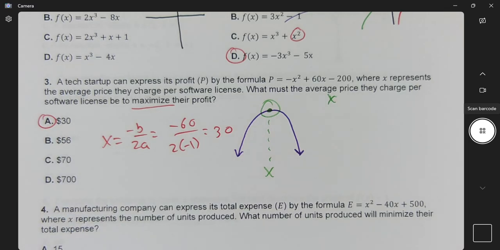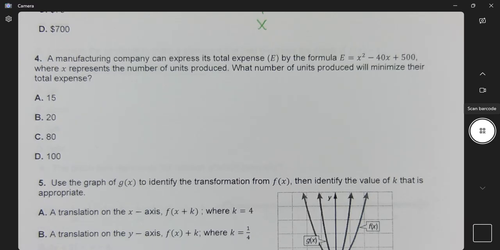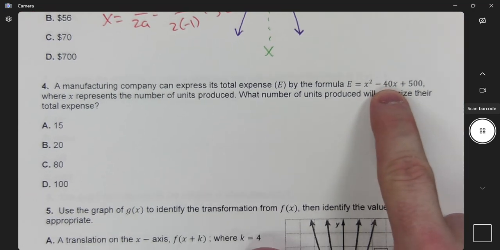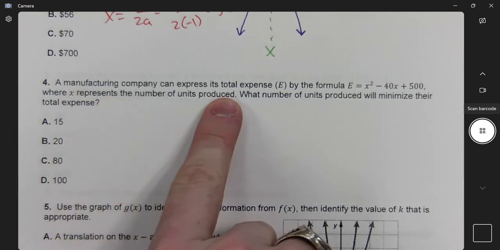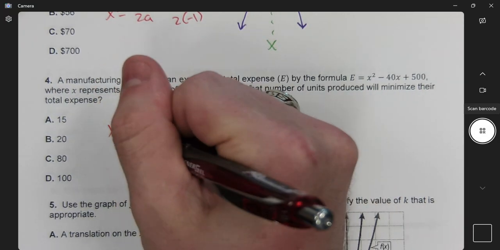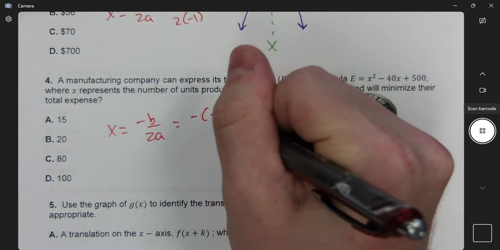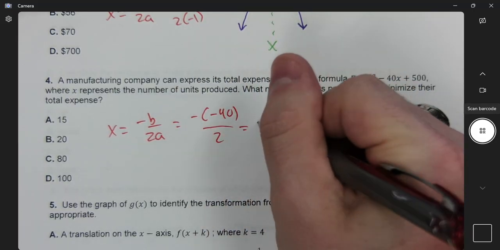Okay. Number 4. A manufacturer can express its total expenses using this formula, a positive quadratic, where x represents the number of units produced. What number of units produced will minimize their expenses? Okay, so this was profits, this is expenses. Well, it literally is talking about x's again, so we're looking for a minimum this time. It's the exact same setup. X equals negative b over 2a, which is going to be negative negative 40, got to be careful, over 2. Which gives you 40 over 2, or 20.